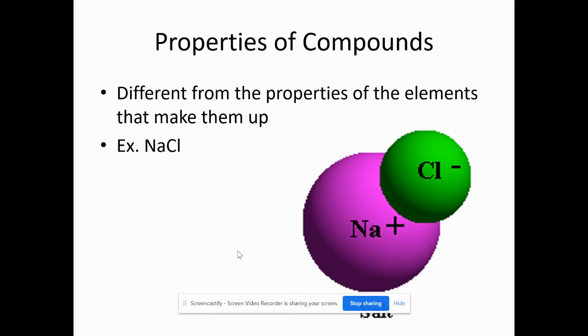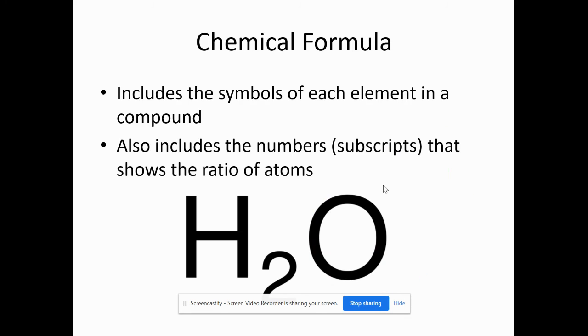Compounds have different properties than the elements that make them up. For example, table salt, as shown here, is made of a sodium atom and a chlorine atom. However, table salt doesn't taste like the chlorine that's in a pool. They have different properties once they bind together. We don't want to eat straight chlorine. That wouldn't be good for us, but table salt is perfectly fine.